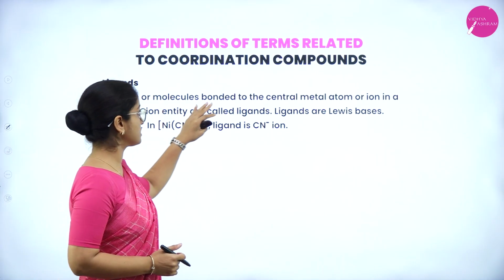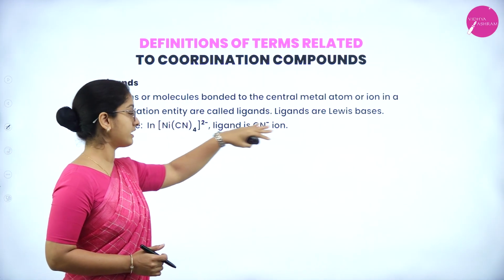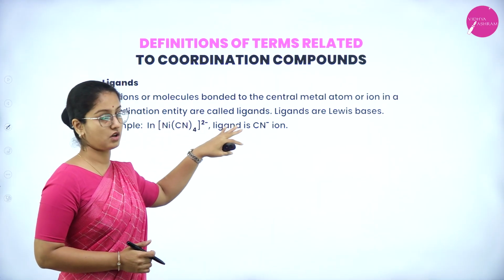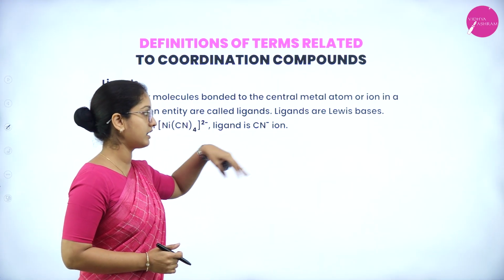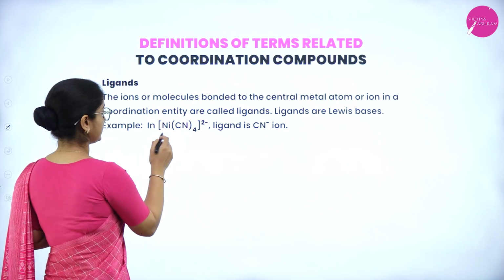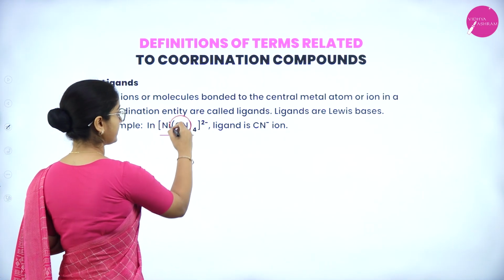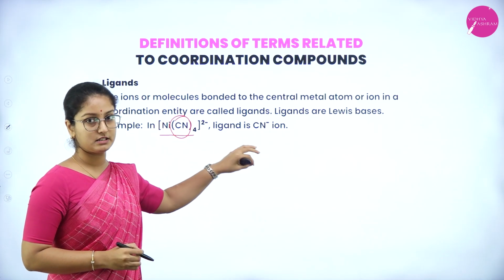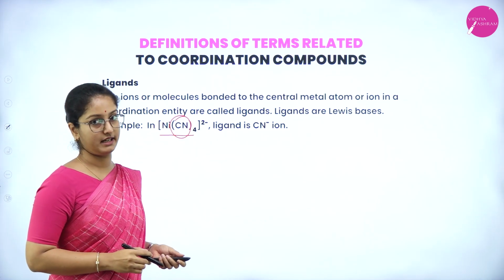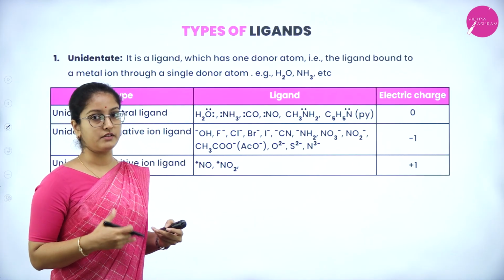The ions or molecules bonded to the central metal atom or ion in a coordination entity are called ligands. Ligands are Lewis bases. So in the example [Ni(CN)4]2-, the cyanide ion is a Lewis base, or can be called a ligand. Next, what are the types of ligands?